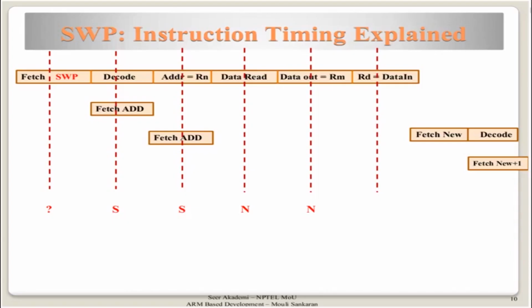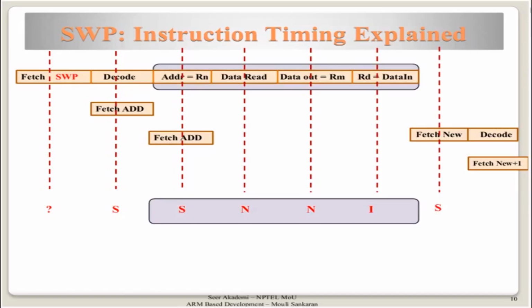I mentioned the temporary register, if you recall, that is nothing but the data in register. So the value which comes in sits in data in. It doesn't go to the register directly until this data write happens. After that, it is copied into RD. So this is something to do with the internal operation. The internal cycle happens. So the total time taken will be one sequential cycle, two non-sequential cycles and one internal cycle. This is what a swap instruction takes.